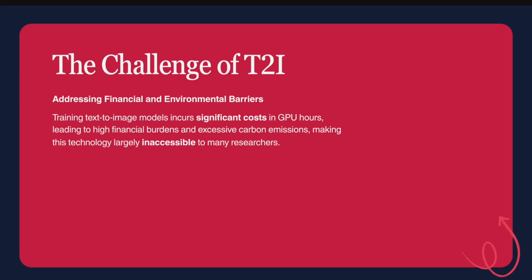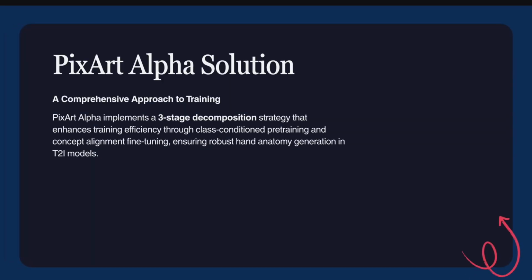PixArt-alpha tries to solve this problem by asking a simple question: can we achieve similar image quality but with much less compute? The main idea behind PixArt-alpha is to break the training process into three small, more manageable stages instead of doing everything at once. In the first stage, the model is trained on ImageNet using only class labels.